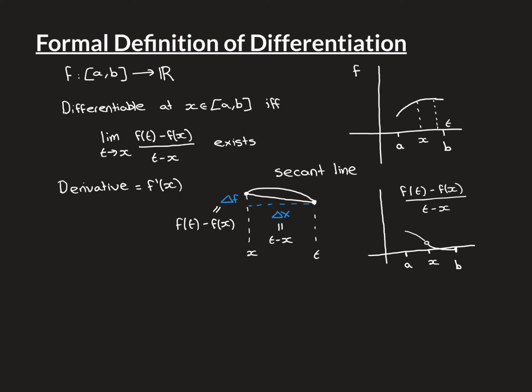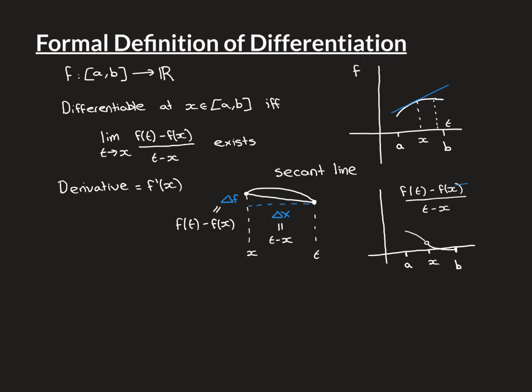And if it is the case that the limit does exist, that you are approaching some value as t approaches x, so the right hand and left hand limit are both going to need to exist and they're going to need to equal the same thing, then we will say that the original function is differentiable at x, and we will call that value that you're approaching as t approaches x the derivative at x, f prime of x.